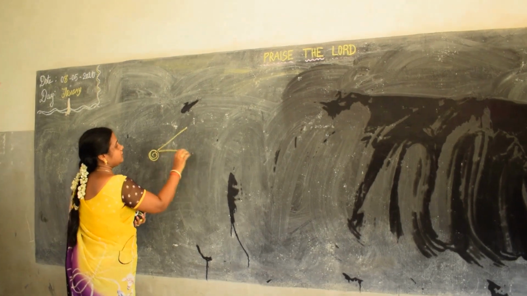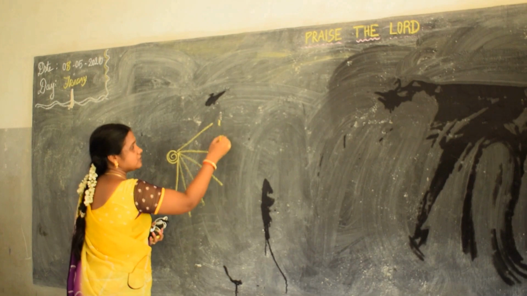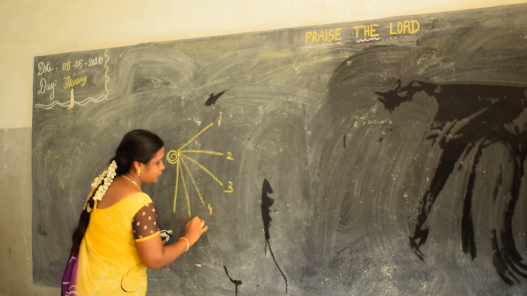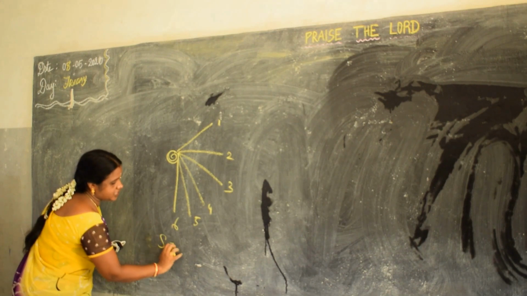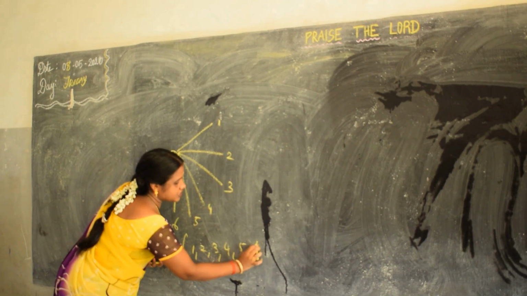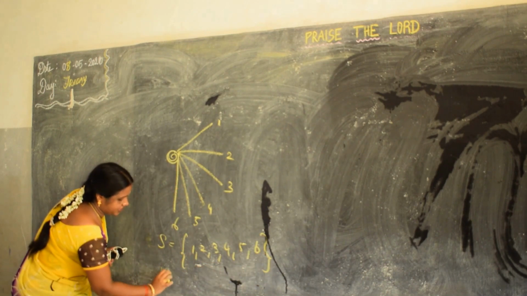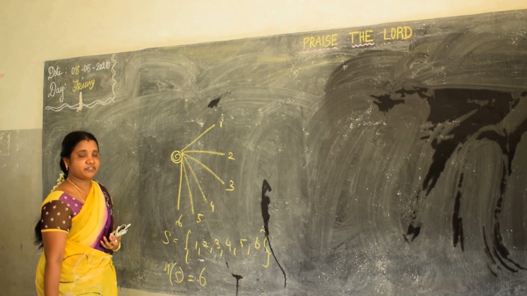See here, if you roll a single die, what are all the possible outcomes? 1, 2, 3, 4, 5, 6. So, our sample space S is 1, 2, 3, 4, 5, 6. What is our N of S? How many outcomes are here? 6 outcomes. So N of S is 6.